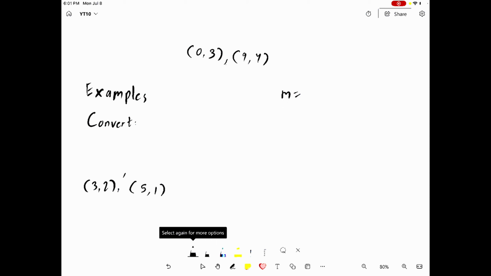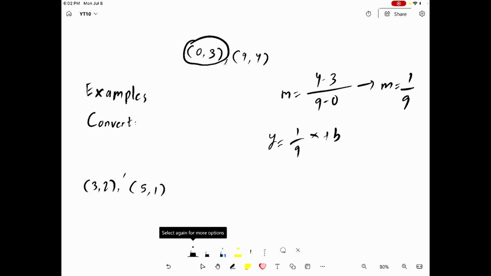m is equal to 4 minus 3, that's y2 minus y1, sorry, and 9 minus 0 is x2 minus x1. So m is equal to 1 divided by 9. So if we just substitute here, we get y is equal to 1/9 times x plus b. And of course, let's just substitute this first point because it's easier. x is equal to 0, so it'll be 3 is equal to b. So our equation is y is equal to 1/9 x plus 3.